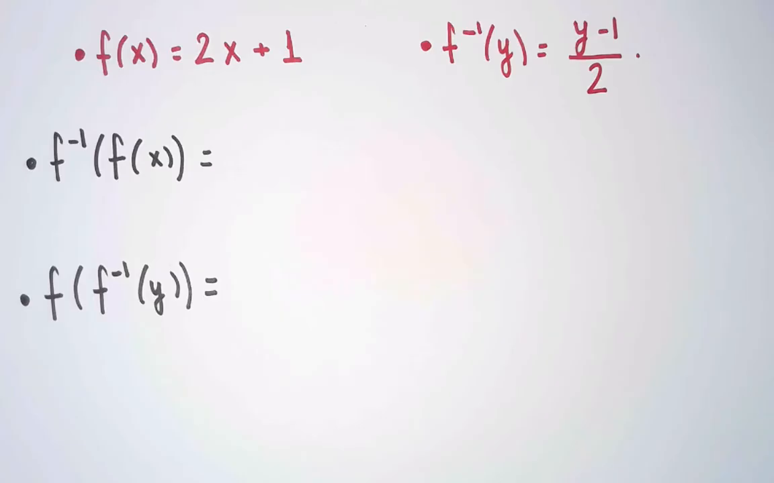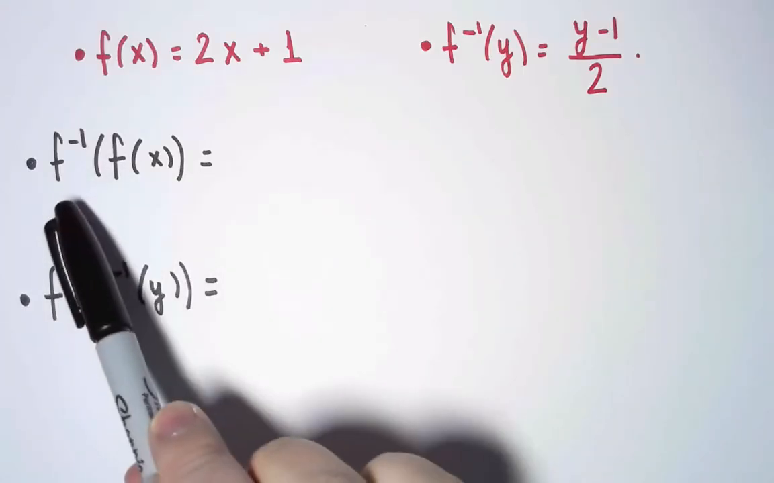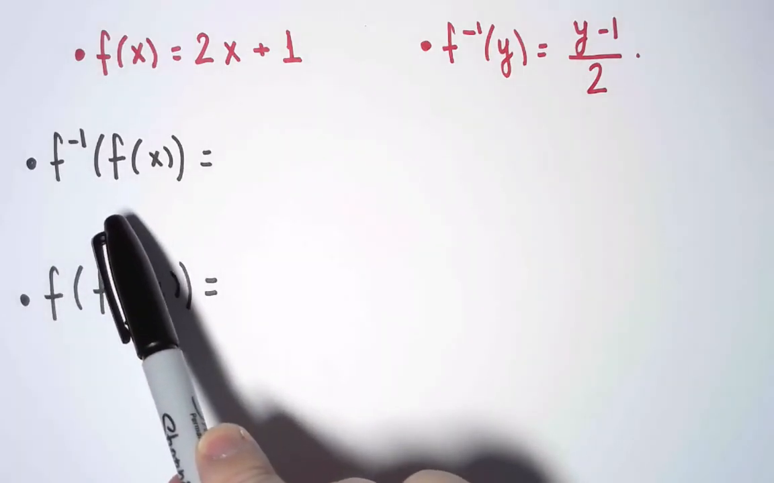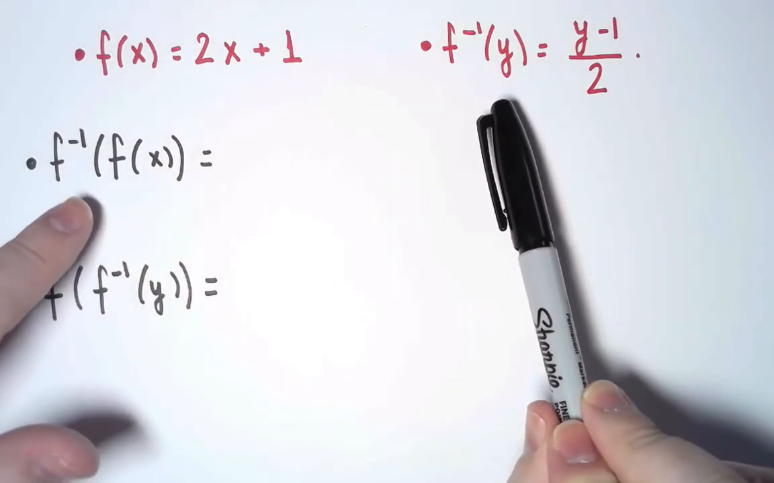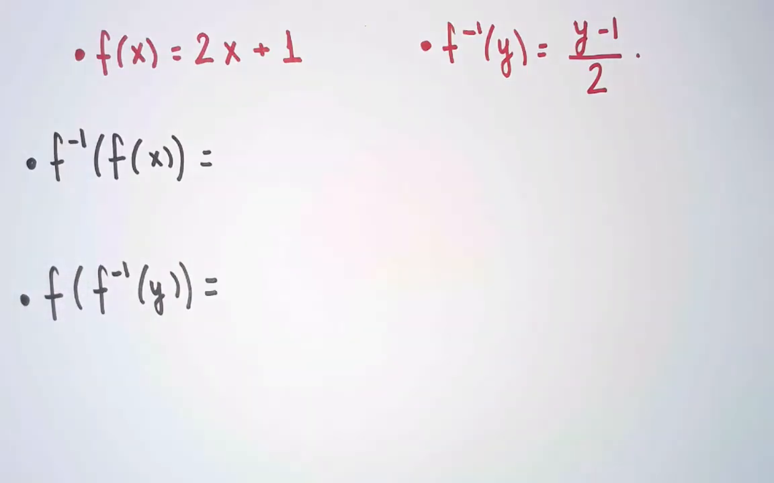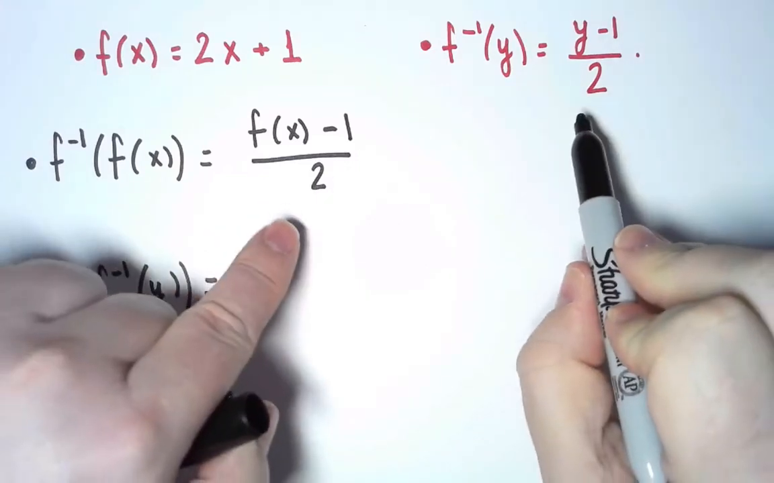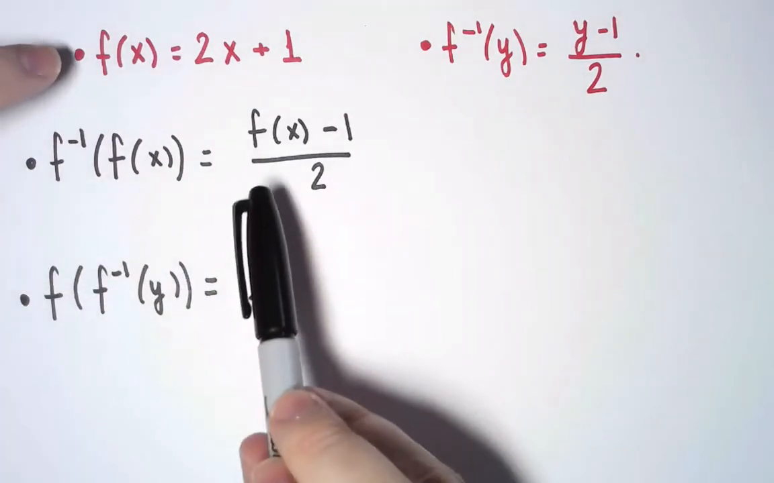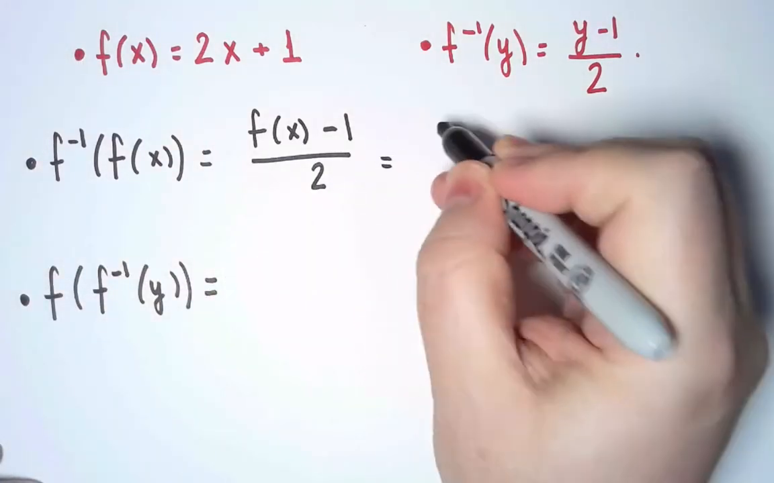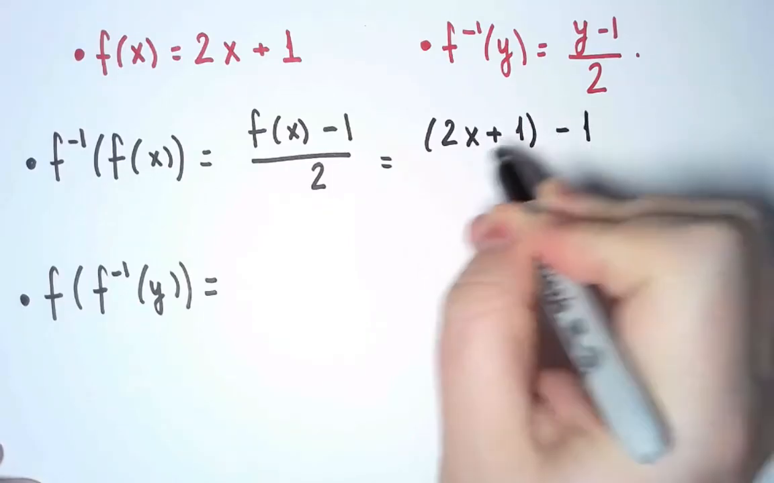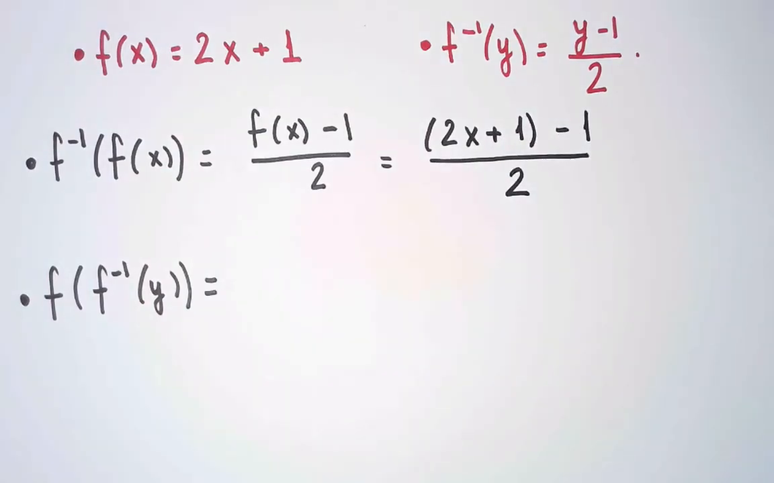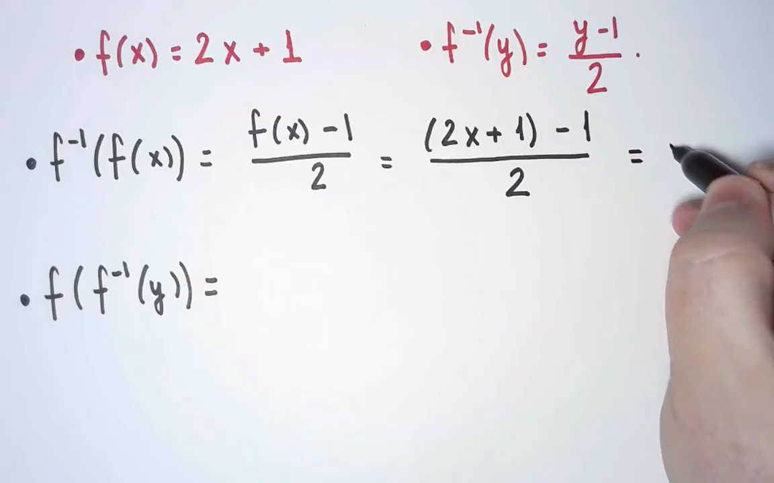We know that if I compose a function and its inverse, I should get the identity. Let's check it. If I write f inverse of f of x, first I use the equation for f inverse. I get (f of x minus 1) over 2. Then I use the equation for f. I get (2x plus 1 minus 1) over 2. And yes, this simplifies to x.